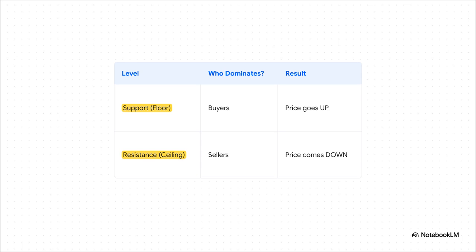So really, it all just boils down to this super simple dynamic. Down at the floor, at support, the buyers are in charge, and boom, the price goes up. Up at the ceiling, at resistance, the sellers are running the show, and the price comes back down. It's like a constant tug-of-war playing out right there on your screen.